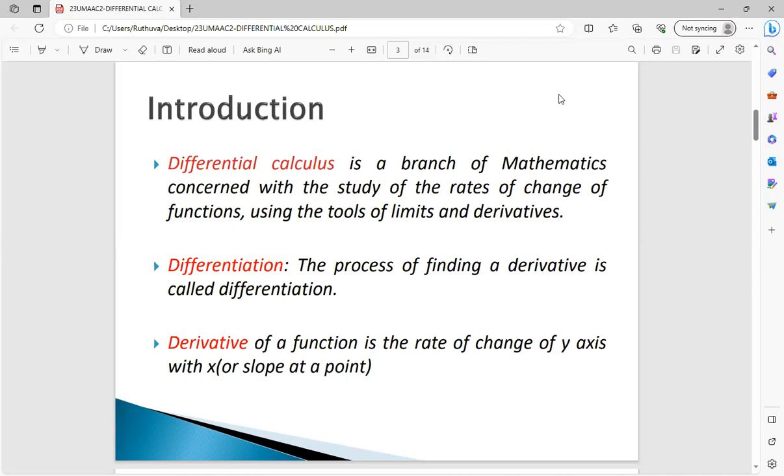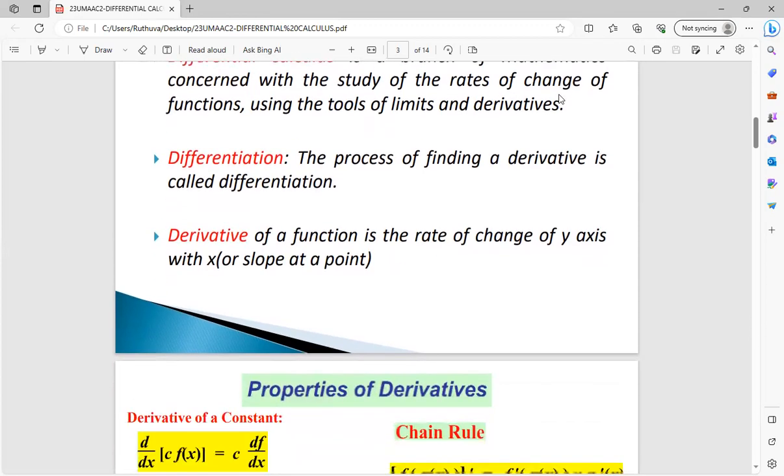dy by dx is the rate of change with respect to x. If x is the displacement, the rate of change of displacement is called velocity. This process is called differentiation. Then what is meant by derivative? The derivative of a function is the rate of change of y with respect to x, or the slope at a point. These are the differences between differentiation and the derivative.